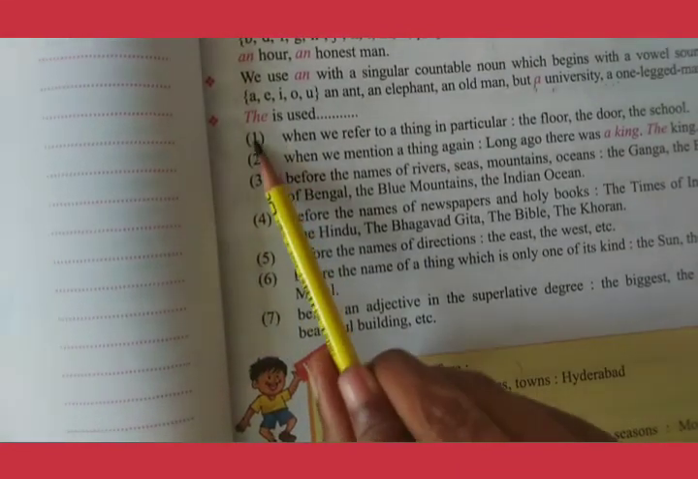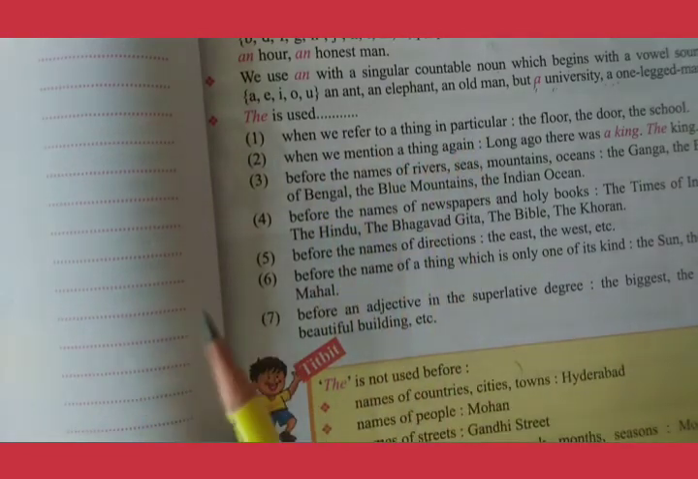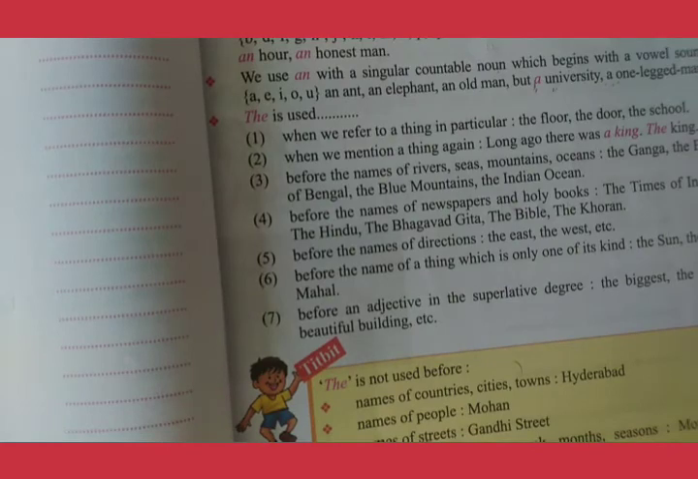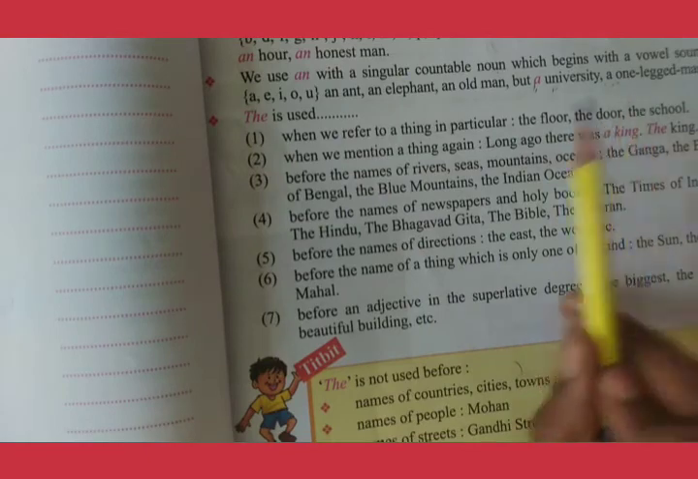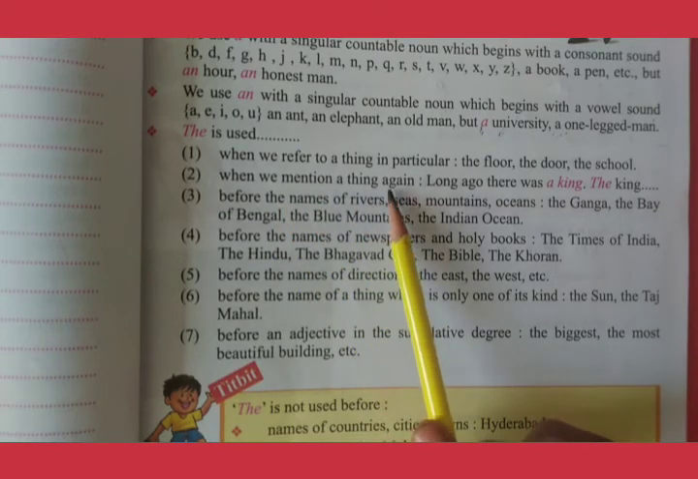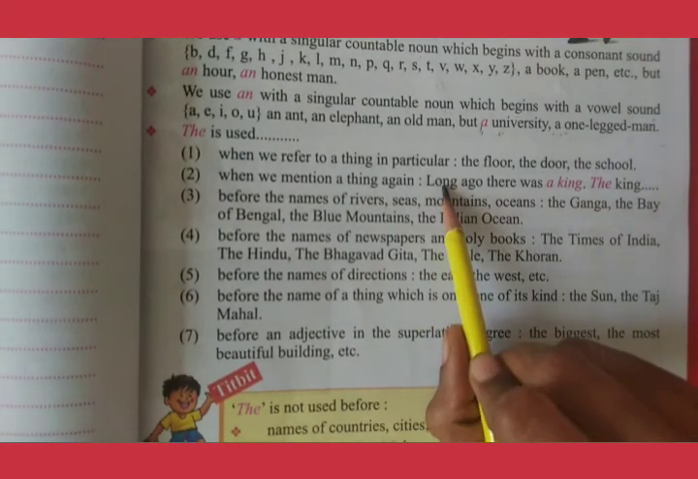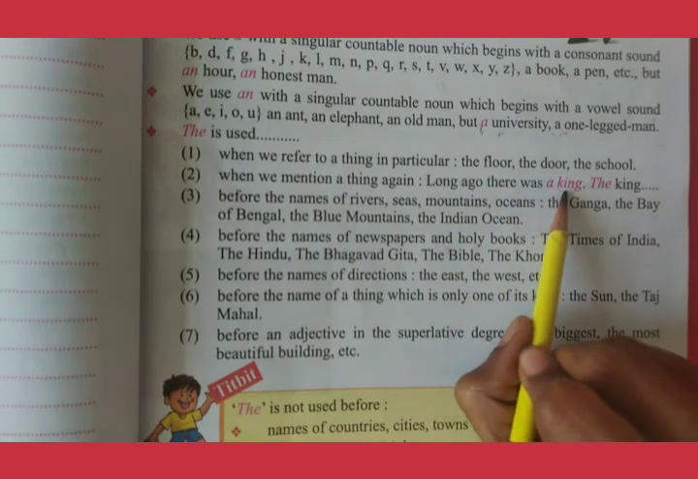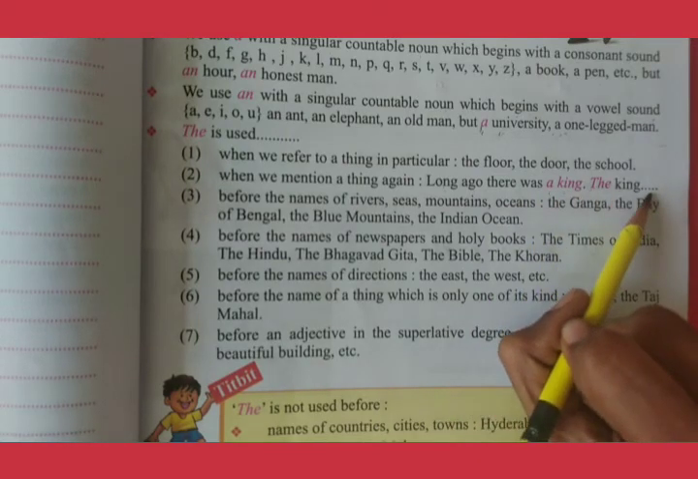Okay, dears? Now, where do we use the? The is used when we refer to a particular thing, for example the floor, the door, the school. The second thing is when we mention a thing again. Look, long ago there was a king. The king is like that.